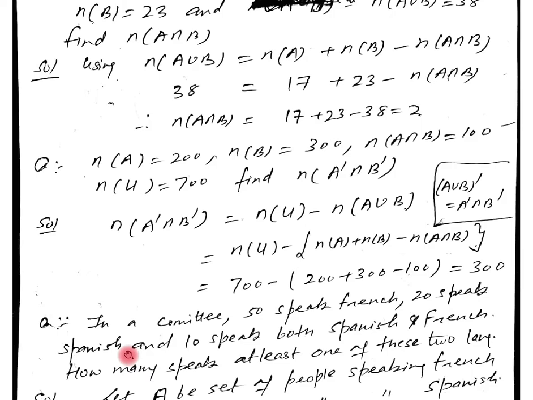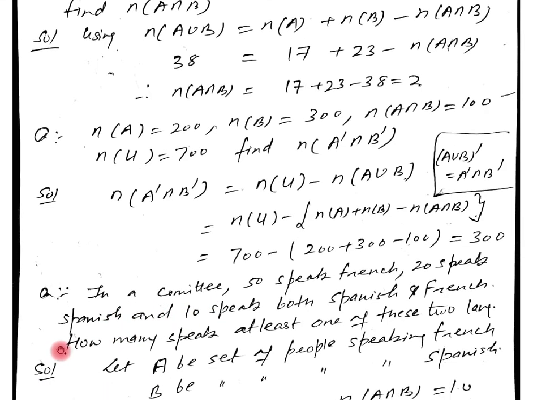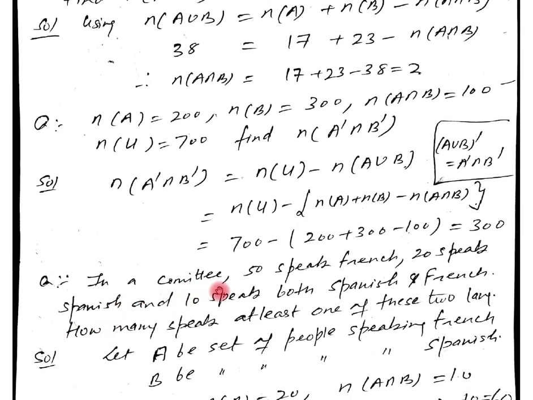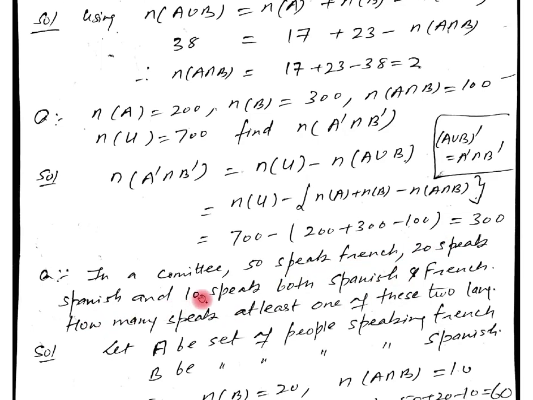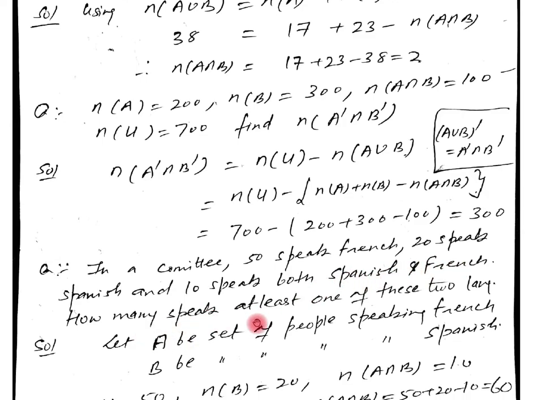Now let us see another question. Generally the questions are explained like this. In a committee, 50 speak French, 20 speak Spanish, and 10 speak both Spanish and French. How many speak at least one of these two languages? At least means we have to find out the union. When the words 'at least' are there, it means we have to find out A union B.